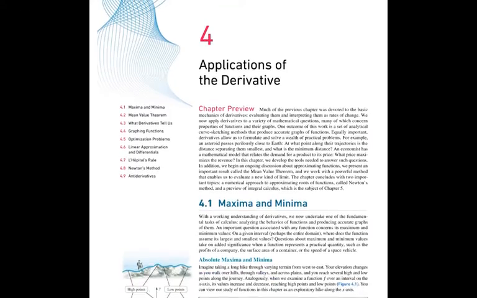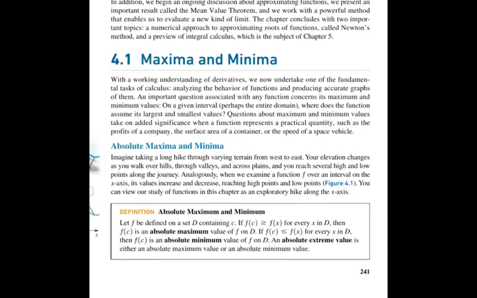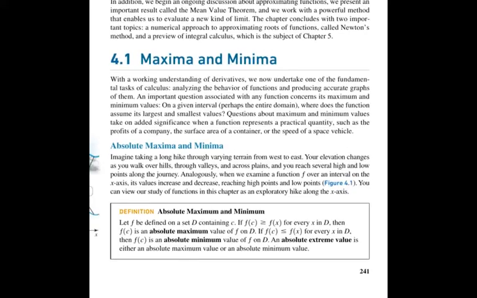So for today, we're going to move into chapter 4, applications of derivatives, and we want to talk about maxima and minima. Imagine taking a long hike through varying terrain from west to east. Our elevation changes as we walk over hills and through valleys and across plains, and we reach several high and low points along the journey. Analogously, when we examine a function f over an interval on the x-axis, its values increase and decrease, reaching high points and low points. We can view our study of functions in this chapter as an exploratory hike along the x-axis.